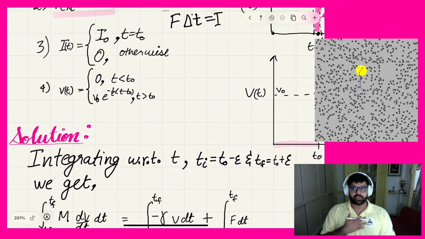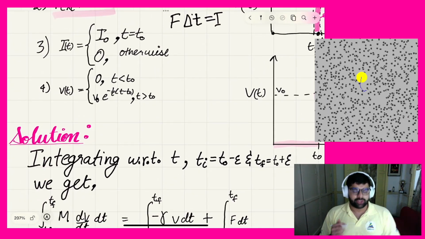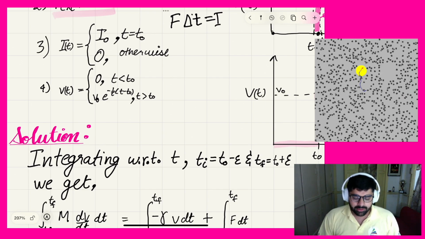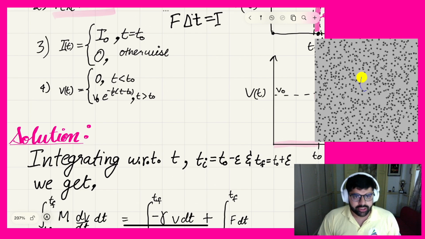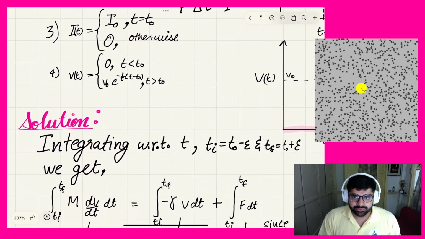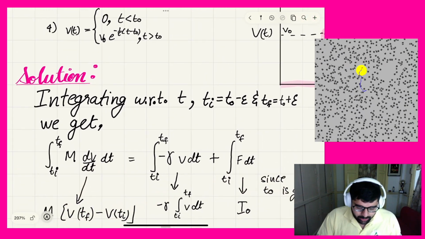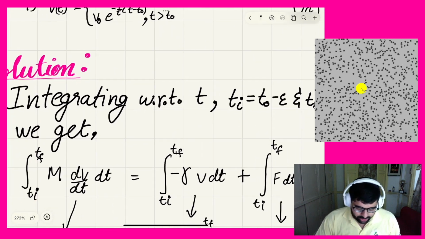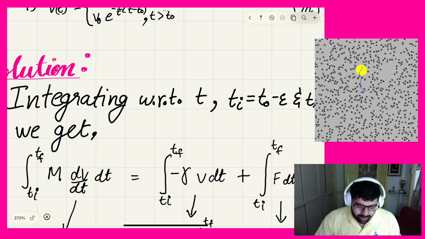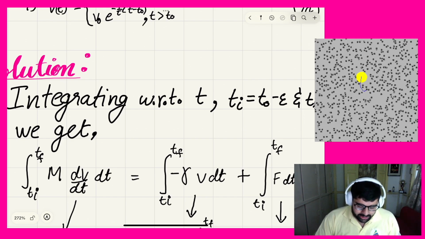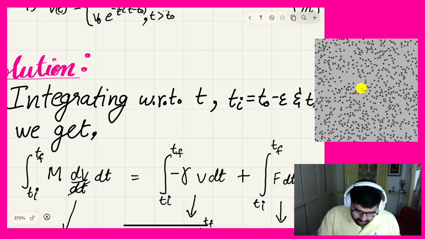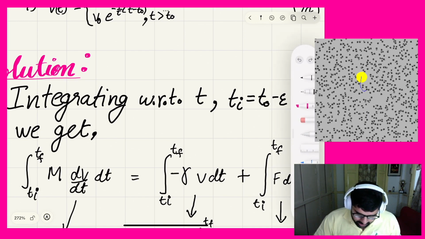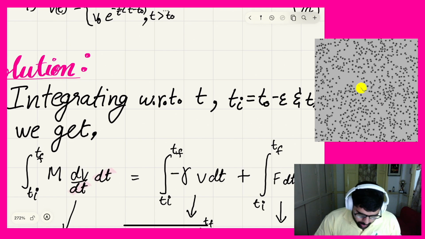My strategy for solving this question is to integrate with respect to time on a small time interval t0 minus epsilon to t0 plus epsilon. Once we do that, we get this equation where mass is constant, using the fundamental theorem of calculus.